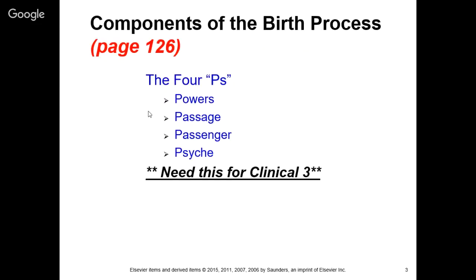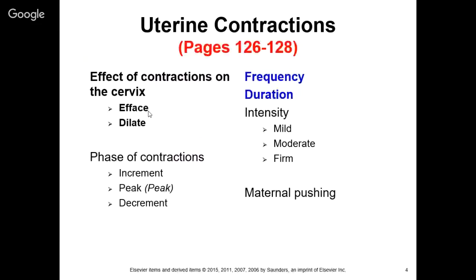The 4 Ps, this is something that you need to know. This is in your worksheet. So if you have it, make sure you fill in what the 4 Ps are and look these up on page 126. Uterine contractions, this is page 126 to 128. These are the updated pages.